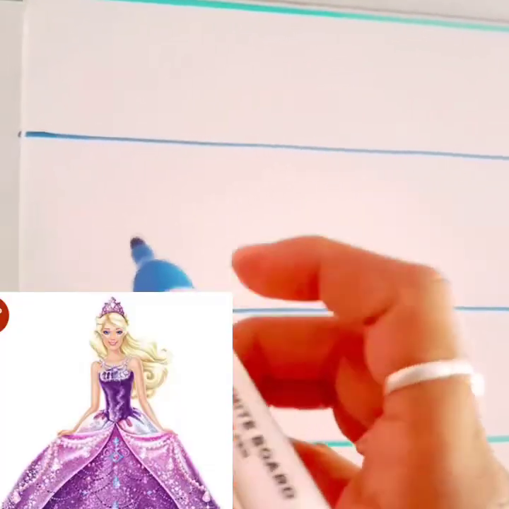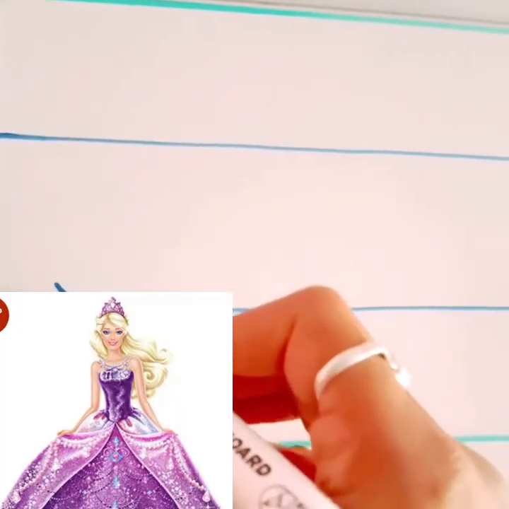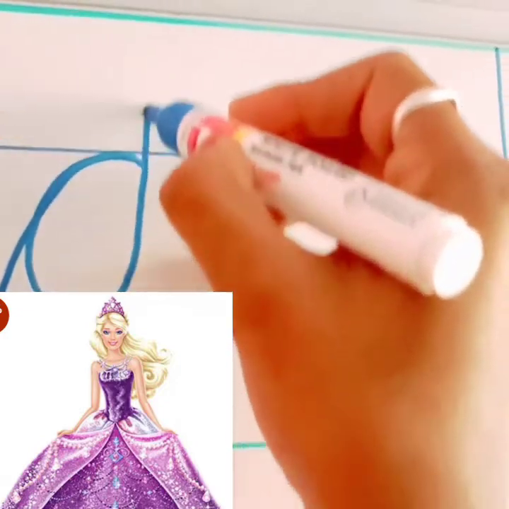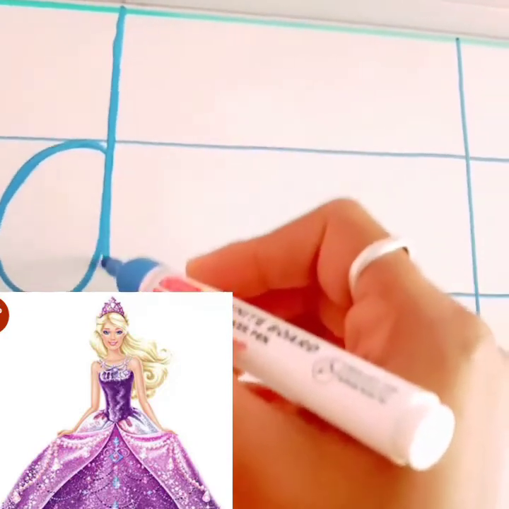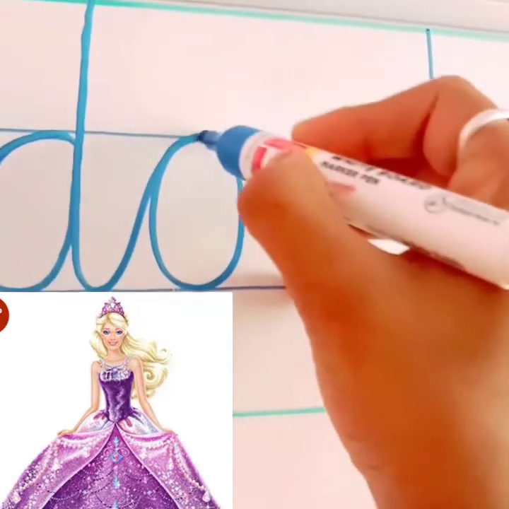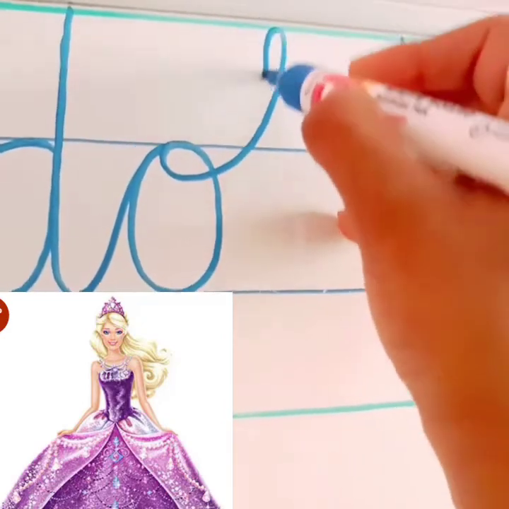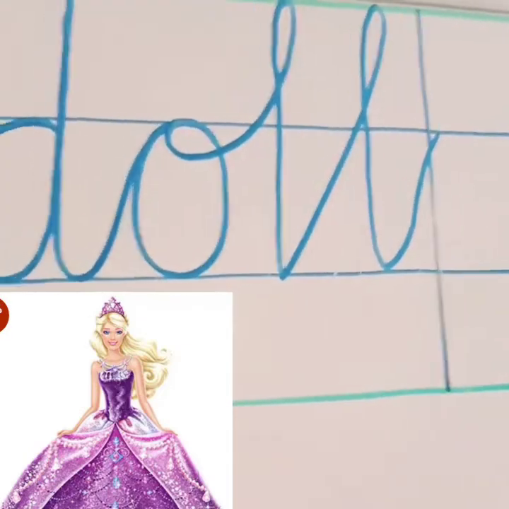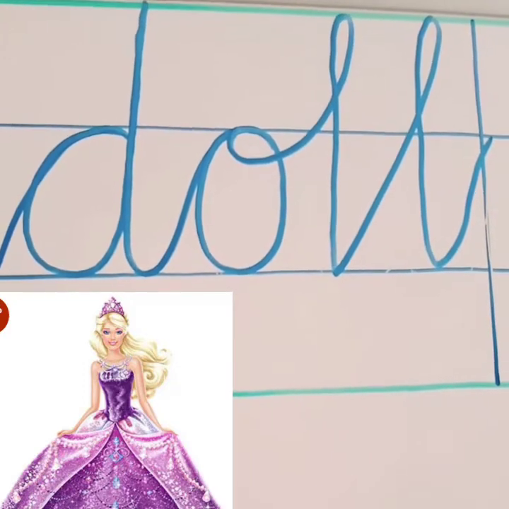Next is D for doll. Only notice the movement of my finger, or you can say my hand. Doll. D. O. L. L. Doll.